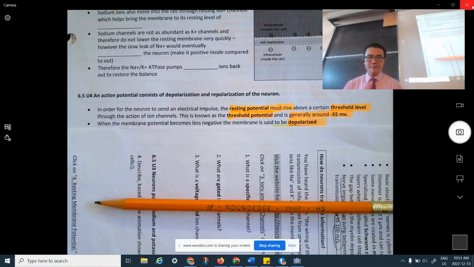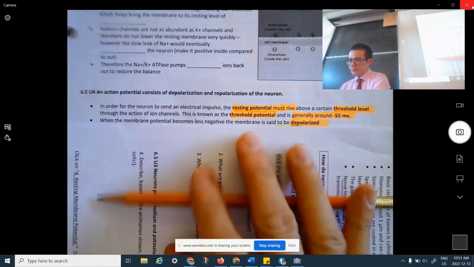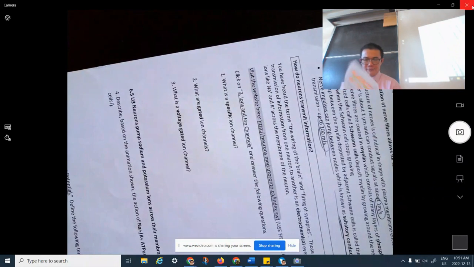Going back to the slingshot example, I could release my grip on it, but I have to release it enough before it will fire. That's like the threshold potential. So let's look at the graph on the other side.